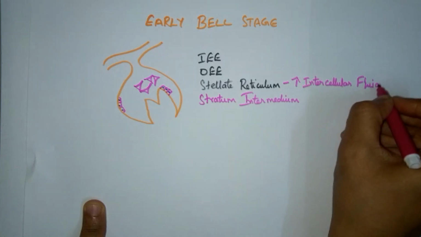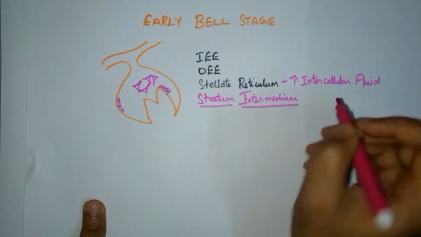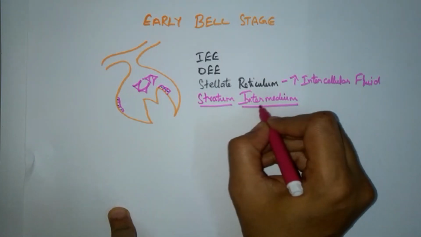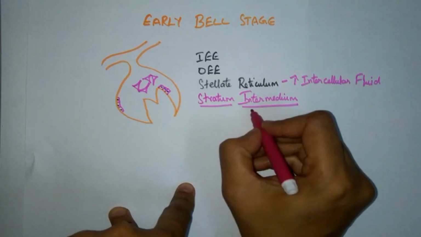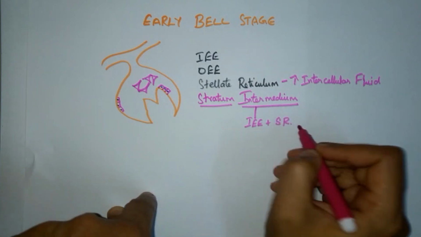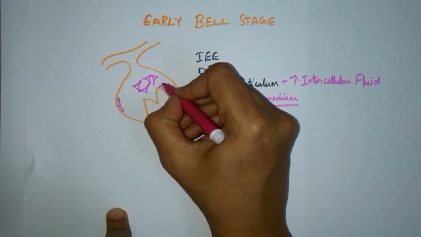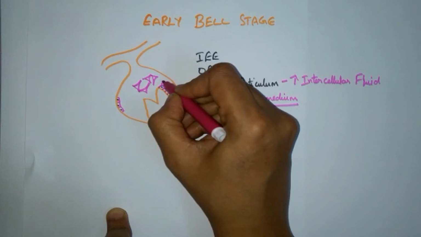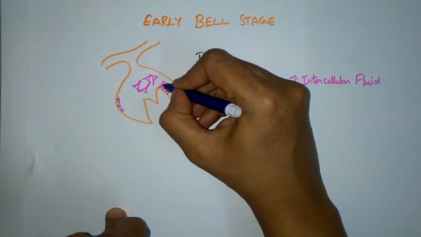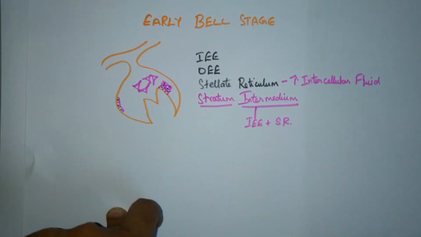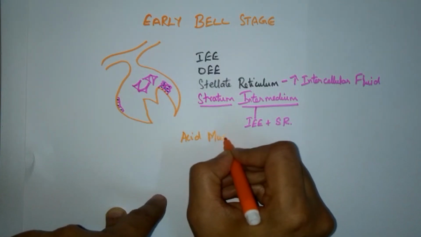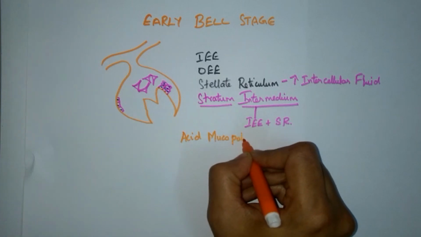Now this term stratum intermedium, as the name suggests, is an intermediate layer between what? Between the inner enamel epithelium and the stellate reticulum. So it is a layer of 2 to 3 layers of squamous cells. And the cells of the stratum intermedium are rich in acid mucopolysaccharides. It means they have a metabolic function.